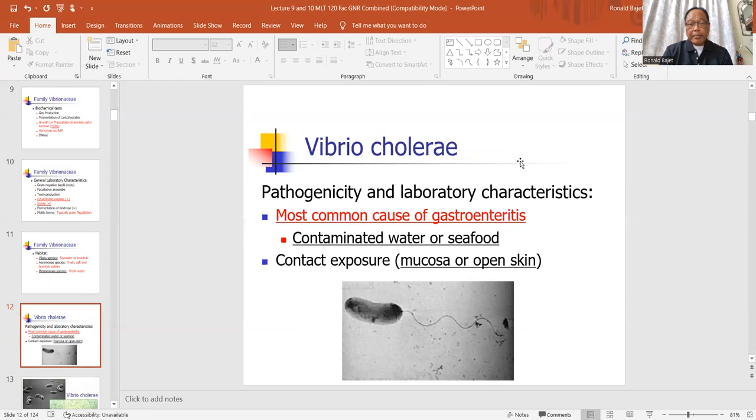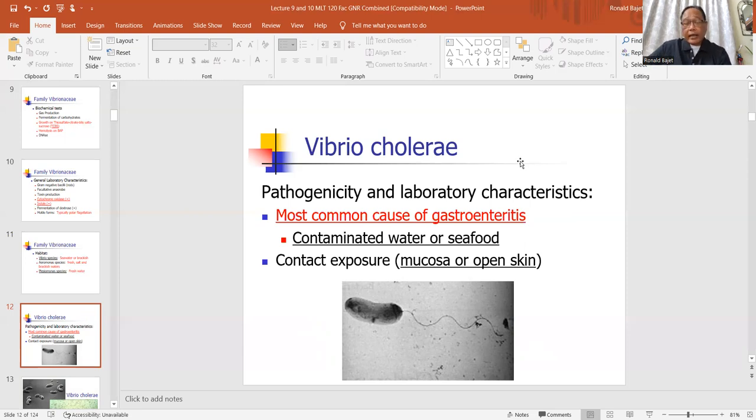Vibrio cholera, like I mentioned earlier, it's the most common cause of gastroenteritis. So a lot of things cause gastroenteritis, but Vibrio cholera, that organism is the most common cause of gastroenteritis. In Enterobacteriaceae, you've seen a lot of gastroenteritis with the dysentery and the bacillary dysentery and gastroenteritis. A lot of them cause gastroenteritis, but Vibrio cholera is the most common cause of gastroenteritis.